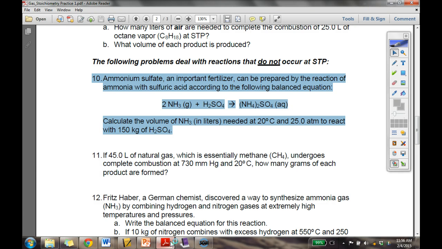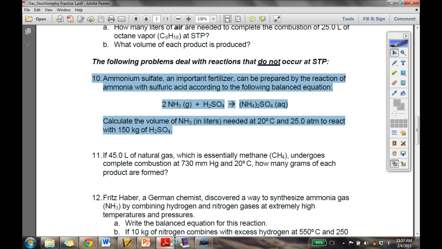So for those of you who were gone on Wednesday, we were working through problem number 10, showing how to use gas stoichiometry along with the ideal gas law. I have question number 10 highlighted there. Ammonium sulfate, an important fertilizer, can be prepared by the reaction of ammonia with sulfuric acid according to the following balanced equation. What they're asking us to do is calculate the volume of NH3 in liters needed at 20 degrees Celsius at 25 atmospheres to react with 150 kilograms of sulfuric acid, which is H2SO4.